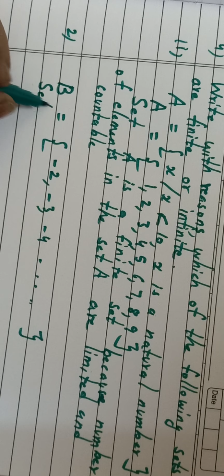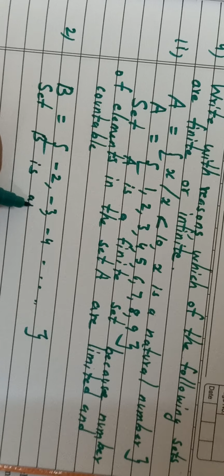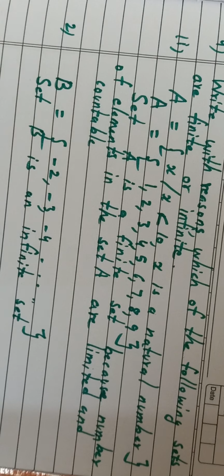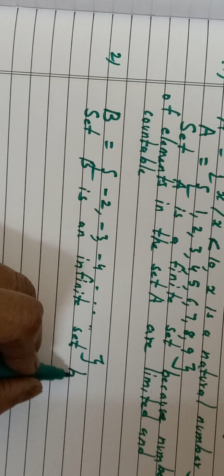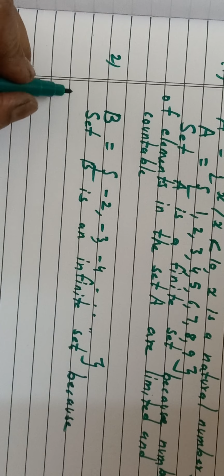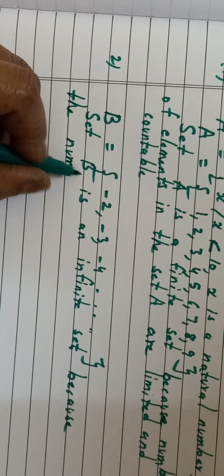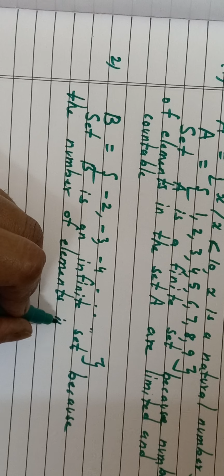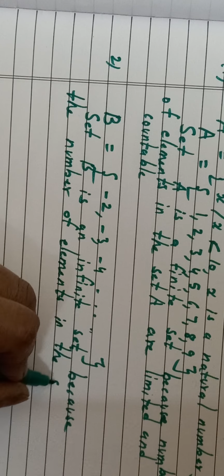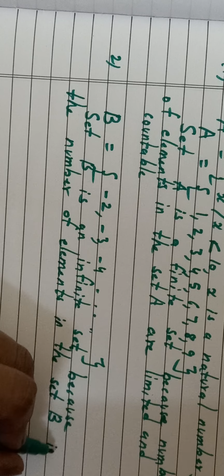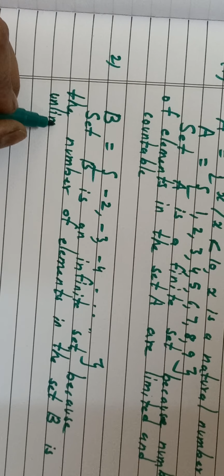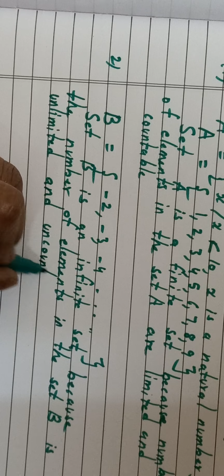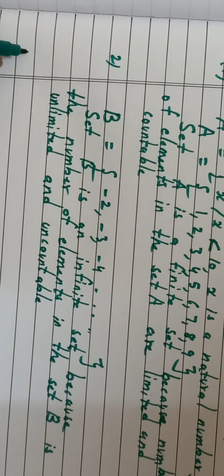So what we will write? Set B is an infinite set because the number of elements in the set B is unlimited and uncountable. Okay, easy this one.